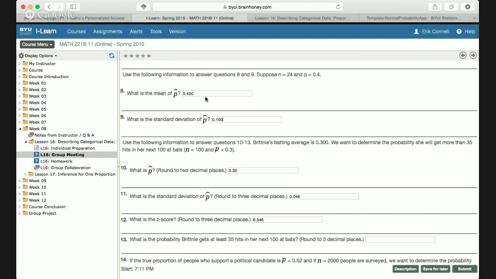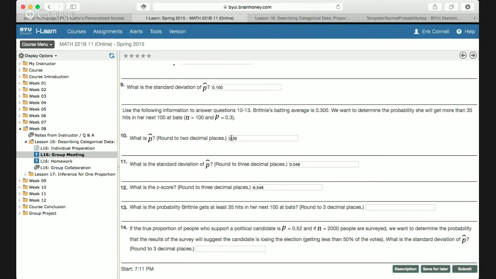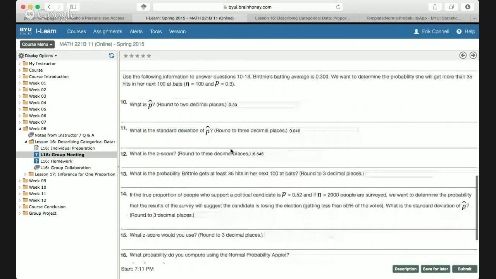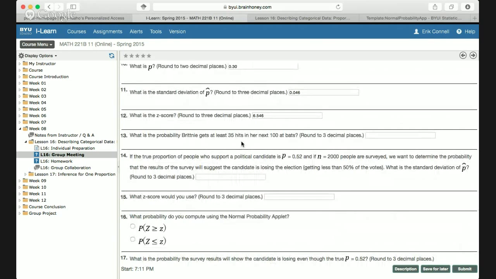0.4, okay. And those, I don't know if we need to put 3 decimal places or not. Okay, I'll do it just in case. Then 9, I got 0.1. 10, I got 0.30. And 11, I got 0.046. And then I was on 12.